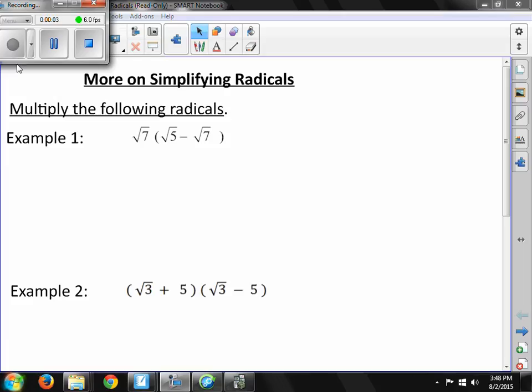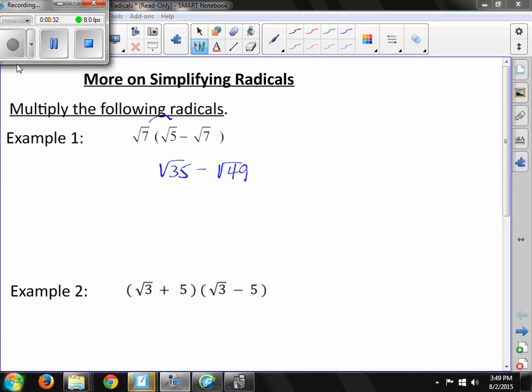In this video, we're going to talk about more on simplifying radicals. So we'll start off with multiplying the following radicals. So we have the square root of 7. We're going to distribute the square root of 7 with the square root of 5 minus the square root of 7. The square root of 7 times the square root of 5 would be the square root of 35. Then we have the square root of 7 times the square root of 7, it's going to be minus the square root of 49. So we have the square root of 35 minus the square root of 49, which is 7.